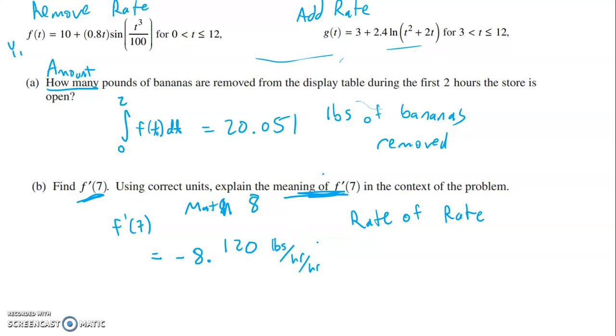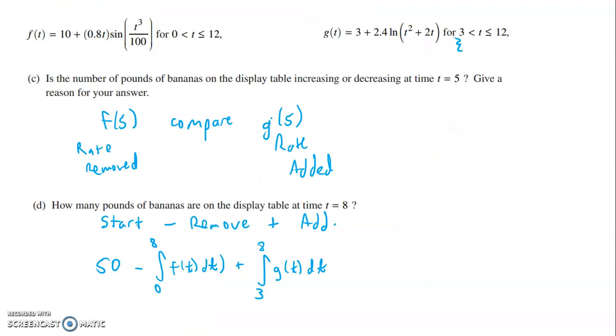Now the main thing to keep in mind is that if we're talking about a rate of a rate, we're either talking about how the rate is increasing or how the rate is decreasing. So we would say that the rate is decreasing since the rate is negative. And we would say that the rate at which bananas are removed is decreasing. You would get 1 point for the value and then 1 point for making sure you specify it correctly. So you could say the rate of the rate is this, or you can say the rate is decreasing at this value.